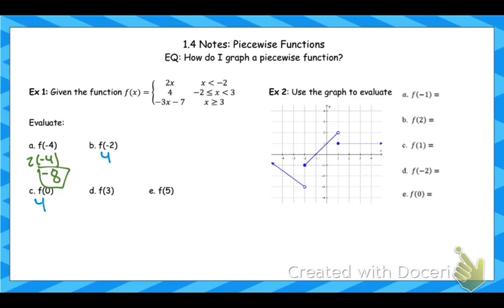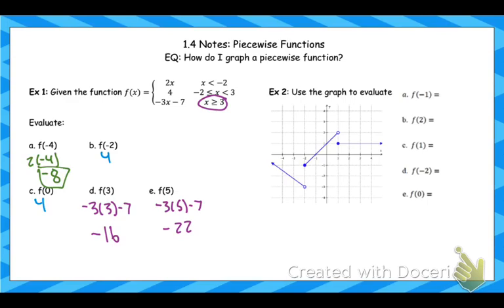Looking at the last one, f of 3. So when x is 3, this one includes the "or equal to." This one is not "or equal to." It's really, really close to it, but doesn't actually equal it. So I'm going to plug 3 into that equation. So negative 9 minus 7 is a negative 16. And then the last one, when x is 5, well, x is greater than or equal to 3. That's the right domain. So I would plug 5 into that equation, which gives me a negative 22.